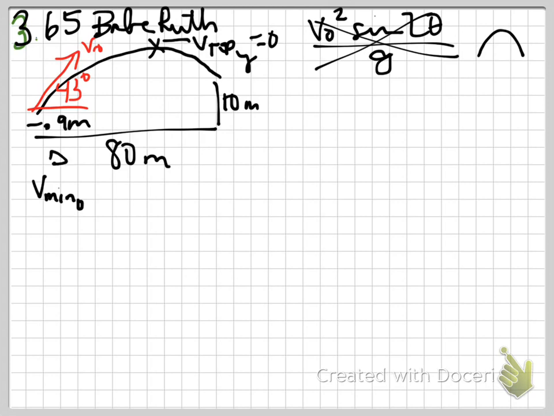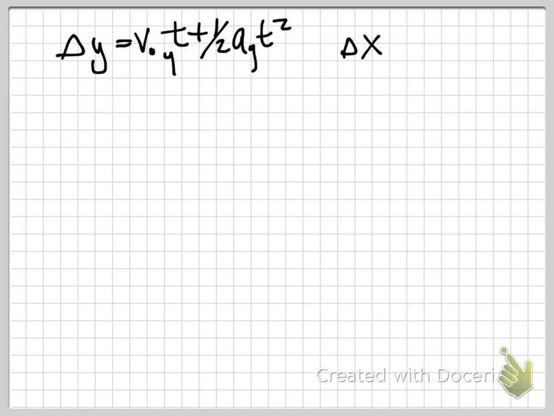What we do know is delta X is this, and delta Y is this minus 0.9 meters. So 9.1 meters is the displacement in the Y direction. Knowing those two, I'm just going to erase this to give myself more room. I'm going to start with the delta Y equation and the delta X equation. Delta Y equals V naught Y T plus 1/2 A Y T squared. Delta X equals V naught X T plus 1/2 A X T squared, but A X is 0, so that's plus 0.